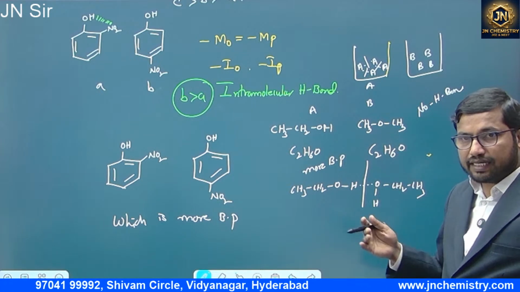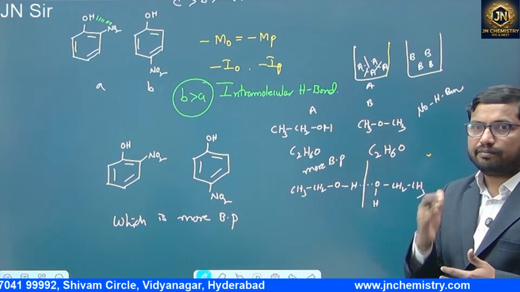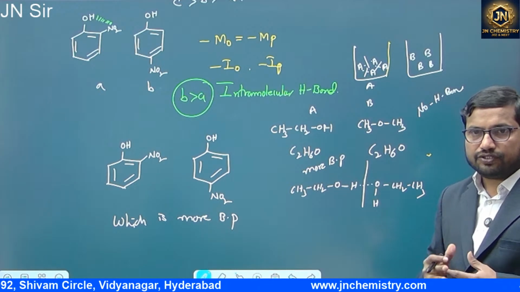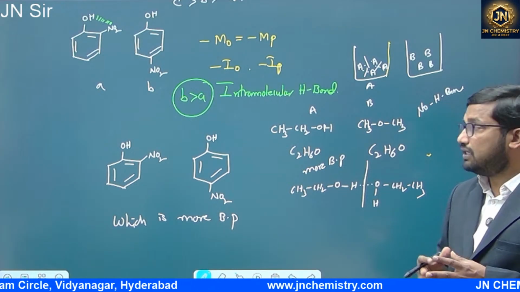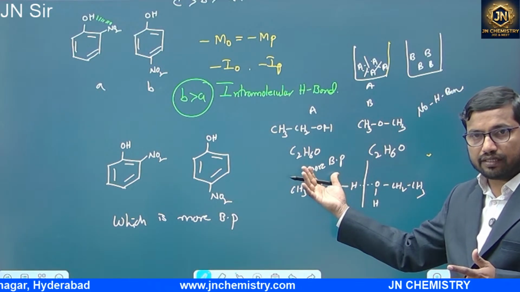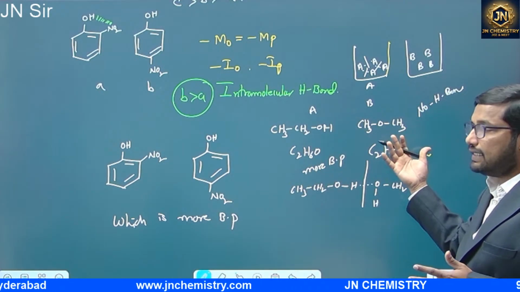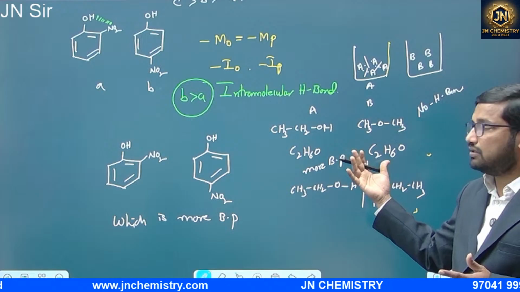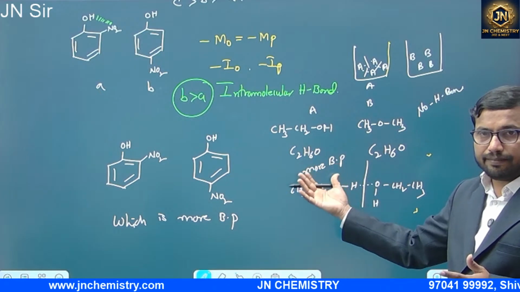Because they are all interlinked, we need to break the bonds. For breaking the bonds, we need to use more energy. Here also, in the case of alcohol, it has hydrogen bonding. But in the case of ether, it doesn't have any hydrogen bonding. So that's the reason it has the higher boiling point.